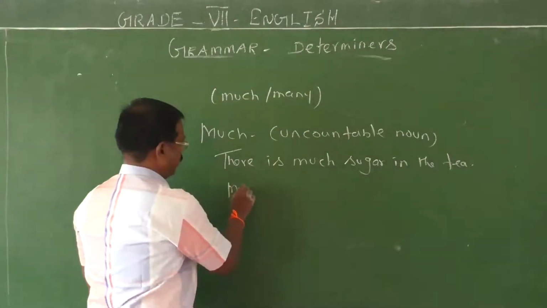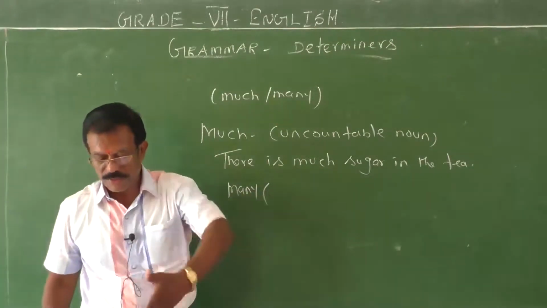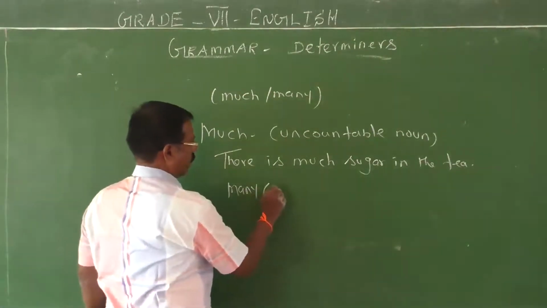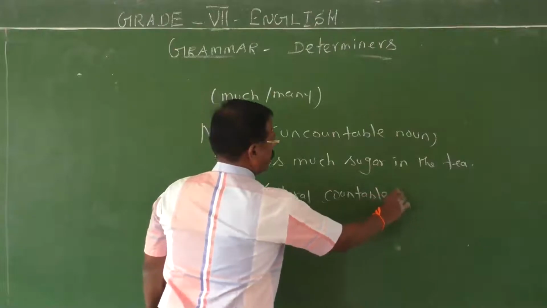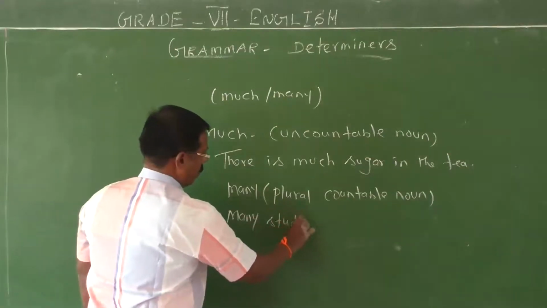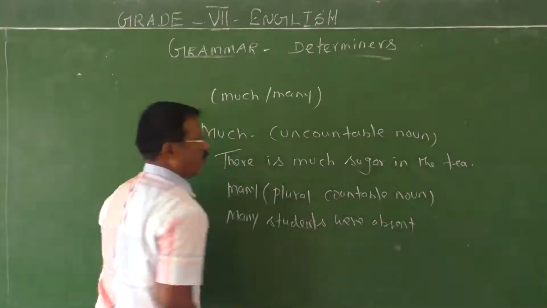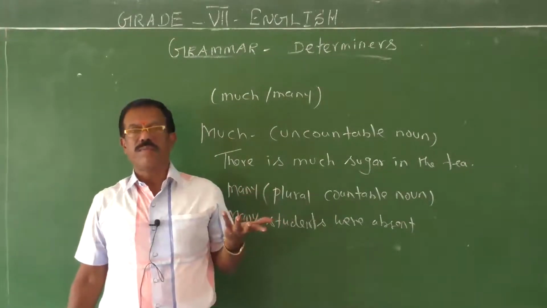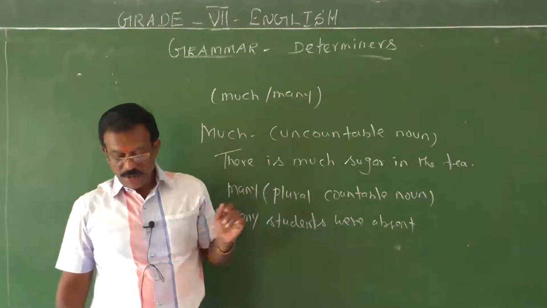Then many is used before plural countable nouns. Many students were absent. So only countable nouns have plural. You know that, I hope so. Uncountable nouns don't have any plural form, but we can make them plural by using some quantifiers before them. Okay, fine. So, many students were absent.